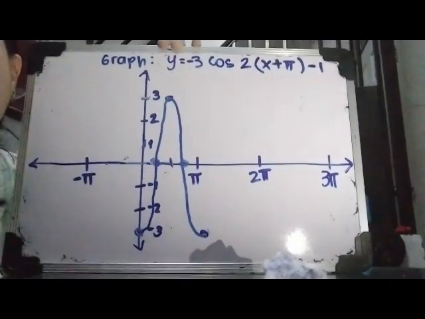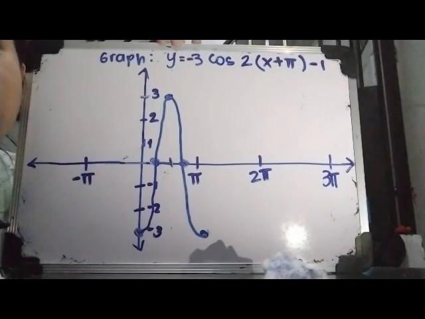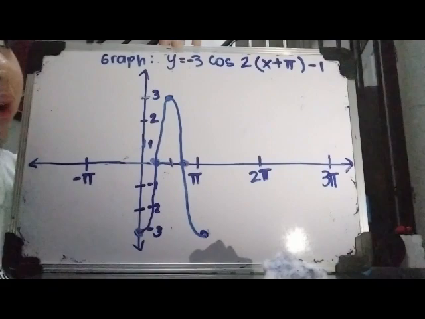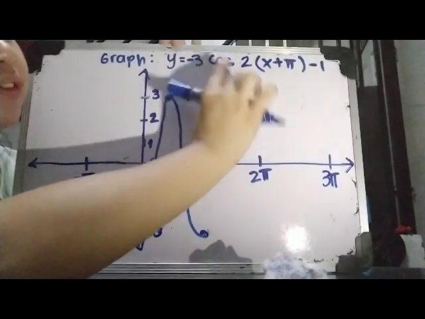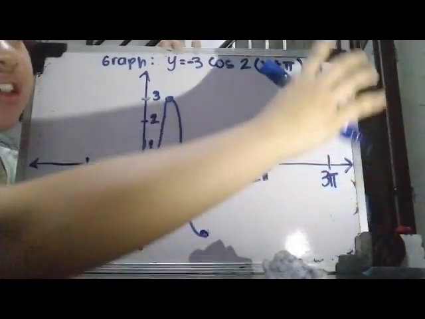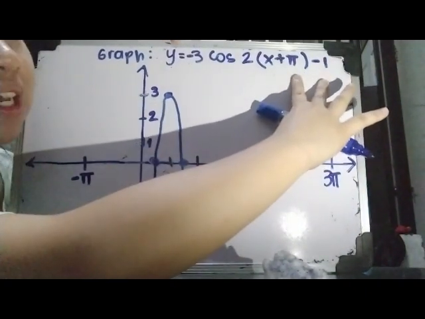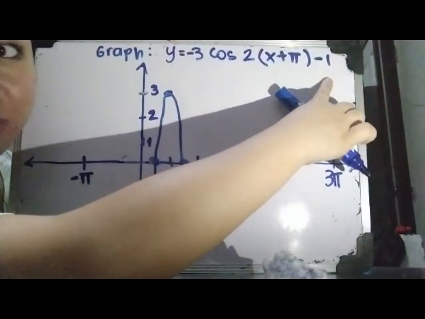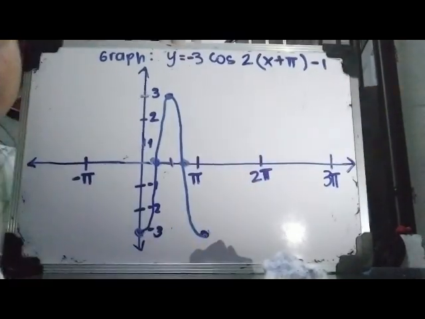Okay, so it looks like that. It's very slim, it's very steep. So that's how the graph of -3 cosine 2x looks like. But we still have a phase shift and a vertical shift. So let's do that next.